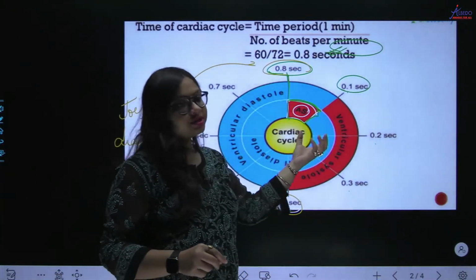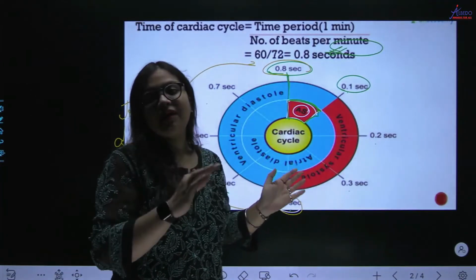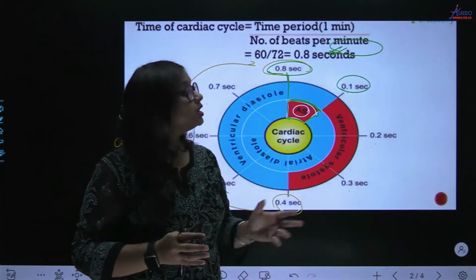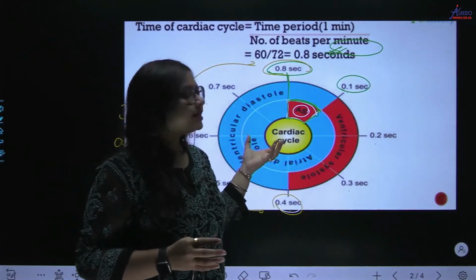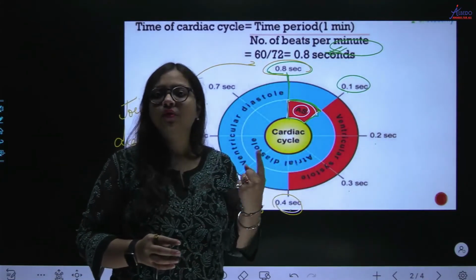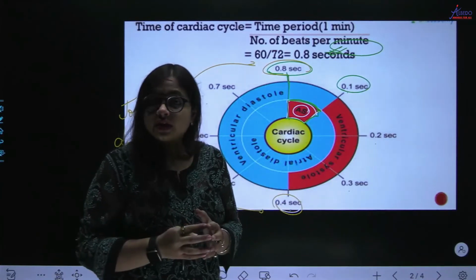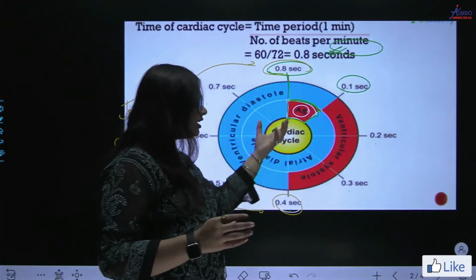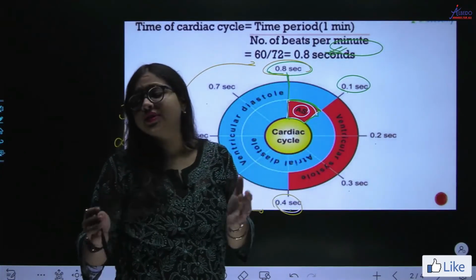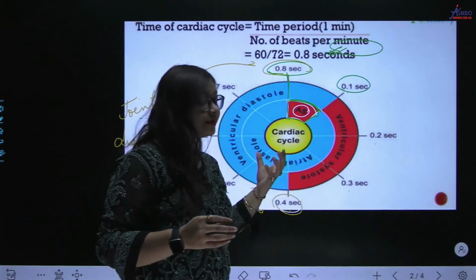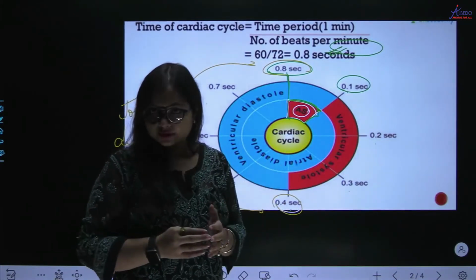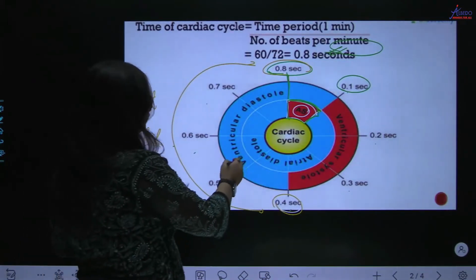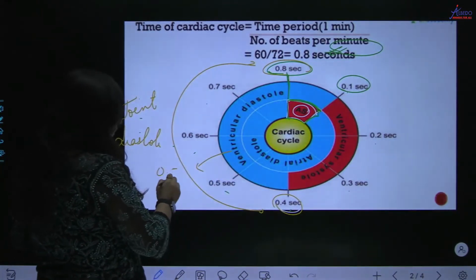And atrial systole was for 0.1 second, after which the atria relax. So what is the time duration of atrial diastole? The whole cardiac cycle is 0.8 seconds, right? And the atrial systole lasts for 0.1 second. So the duration of atrial diastole will be 0.7 seconds, right? And after 0.1 second your ventricular systole starts, which lasts 0.3 seconds. So the duration of ventricular diastole is 0.5 second.